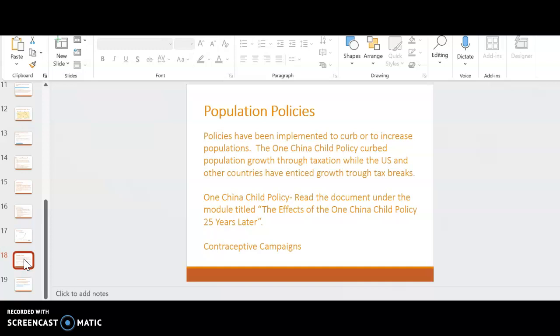And so throughout history, and in the United States it feels like that now with the removal of Roe v. Wade, there are ways that the population has been controlled. Okay, policies have been implemented to curb or to increase populations. The United States used to use tax incentives for people to have babies. They actually used to give you a tax break if you had more children. They have done away with that since, and there has been talk of it coming back. But that is one tool the United States has used.